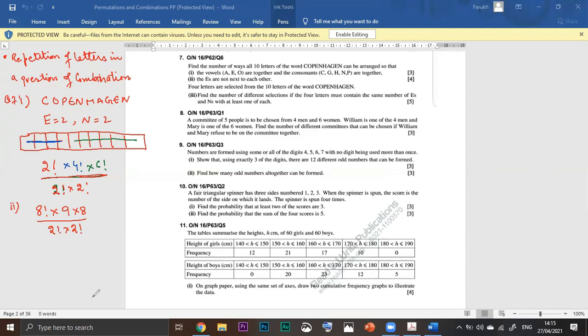Now the third part. In the third part, 4 letters are selected from the 10 letters of the word Copenhagen. Find the number of different selections if the 4 letters must contain the same number of E's and the same number of N's, and at least one of them. There should be at least one E, at least one N, and a total of 4 letters. First of all, we want to select 4 letters.